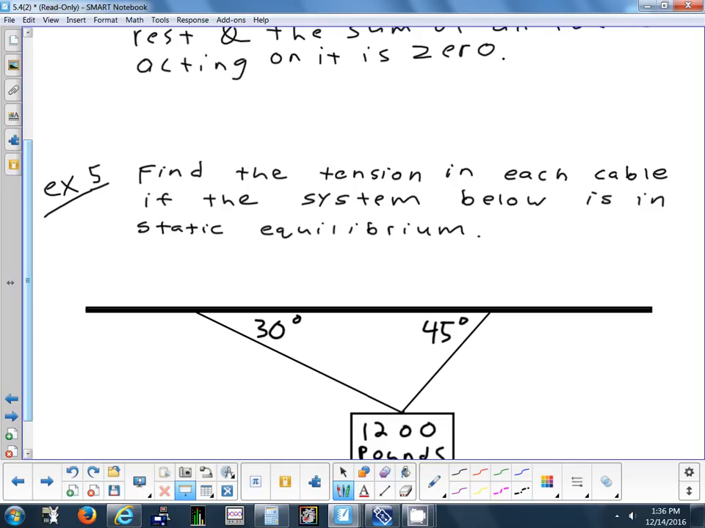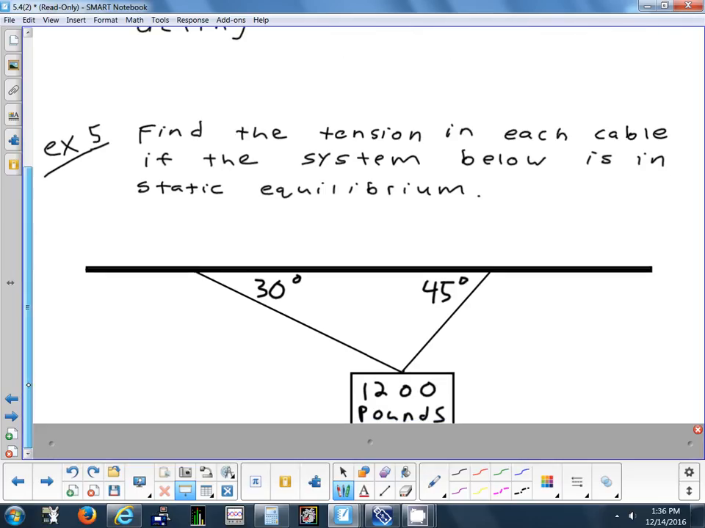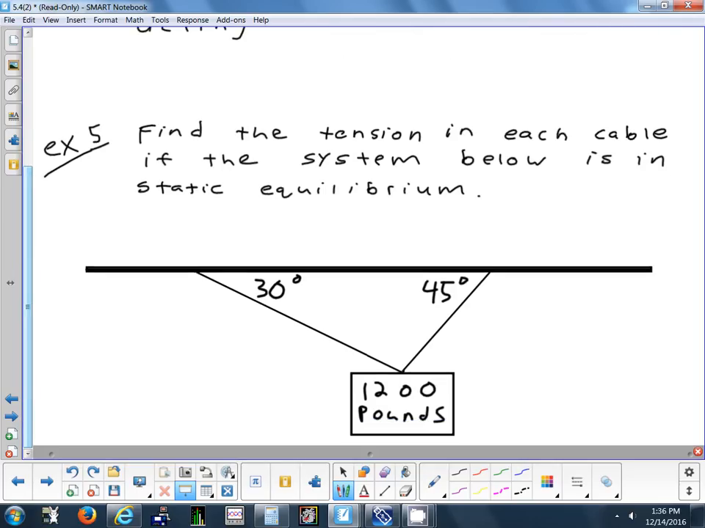So basically what I want to do here is find the tension in each cable. We're going to pretend that each of these ropes are vectors. I'm going to call the rope on the left T1, because it's going to stand for the tension in rope 1, and the rope on the right, T2. Now, if you look at T1, what direction, or directions, is cable T1 pulling in?